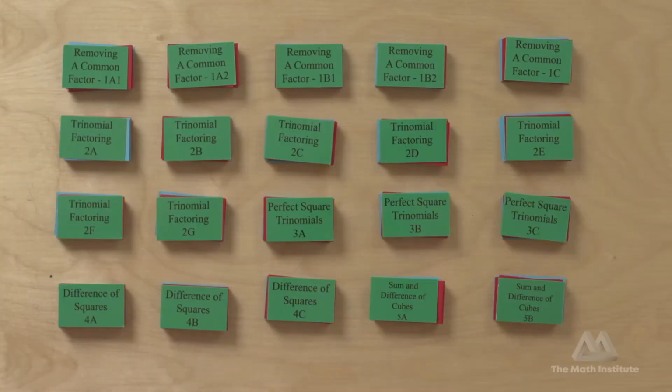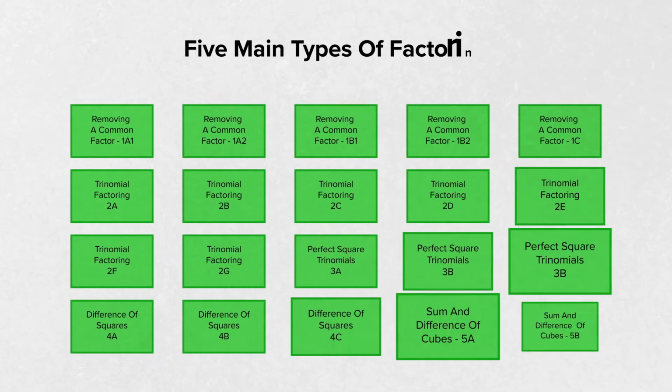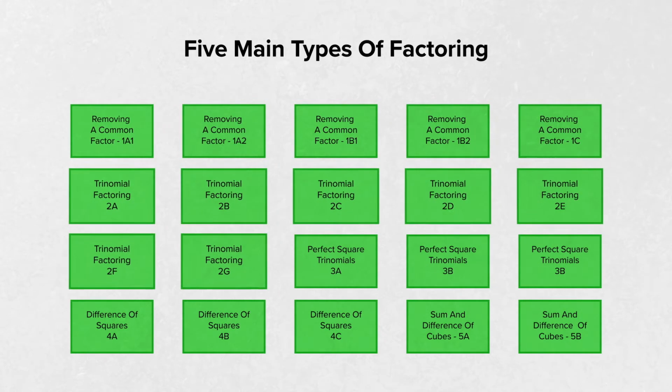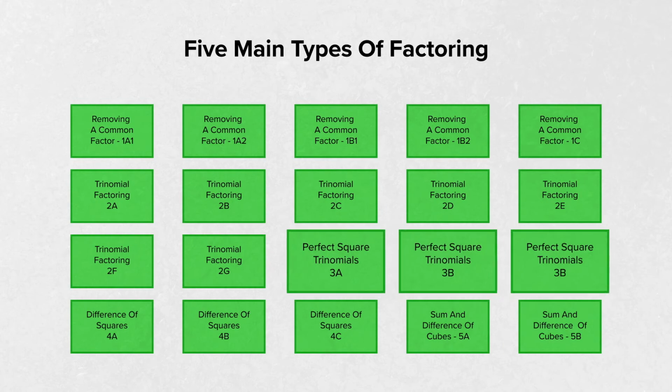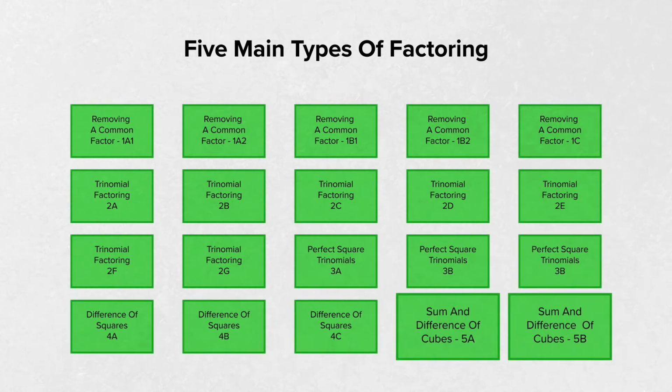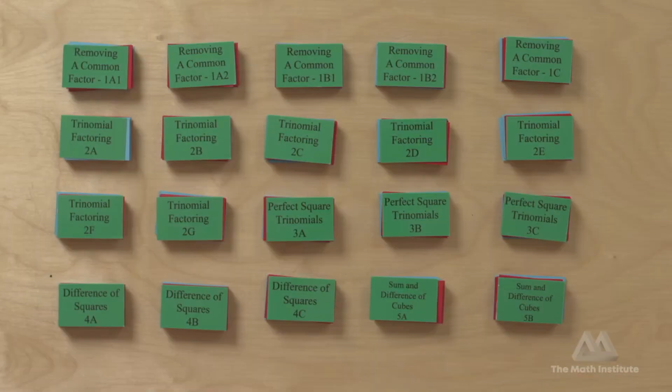So this is the variety of factoring cards that we currently have made. We have the 5 main types of factoring: removing a common factor, trinomial factoring, perfect square trinomials, difference of squares, and then sums and differences of cubes. Each type of factoring progresses from simple to complex, and that's indicated by the letters.